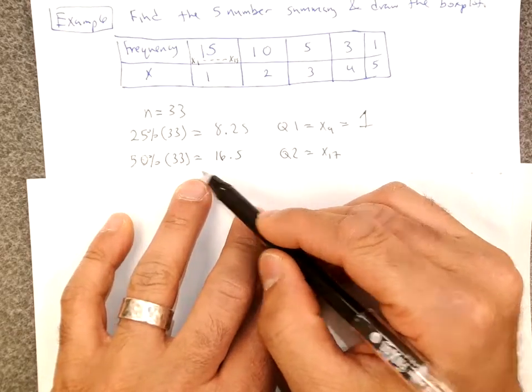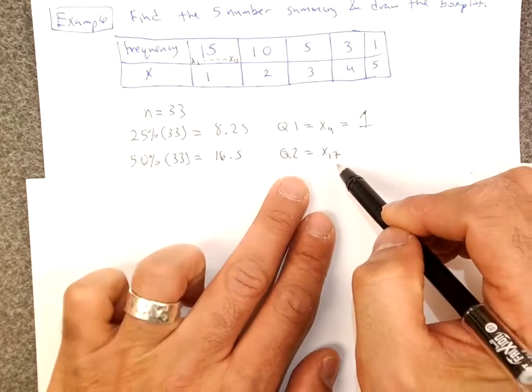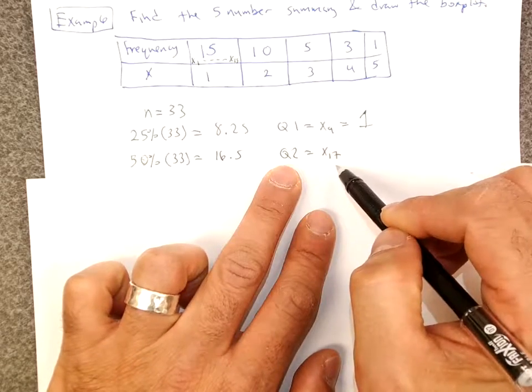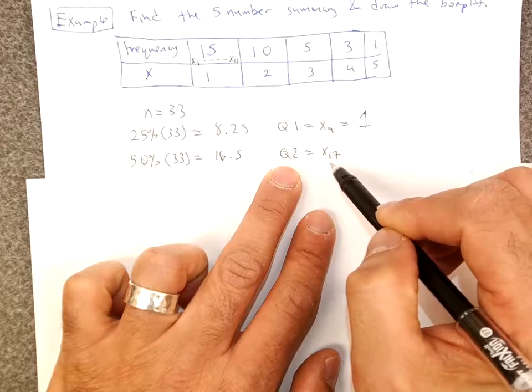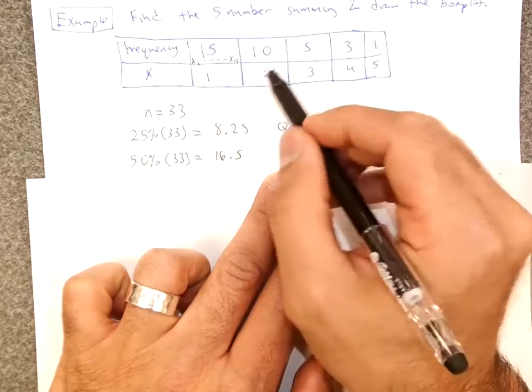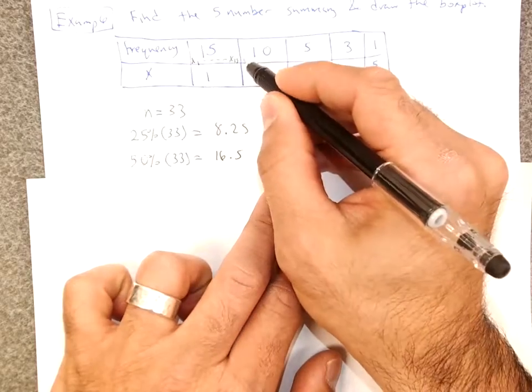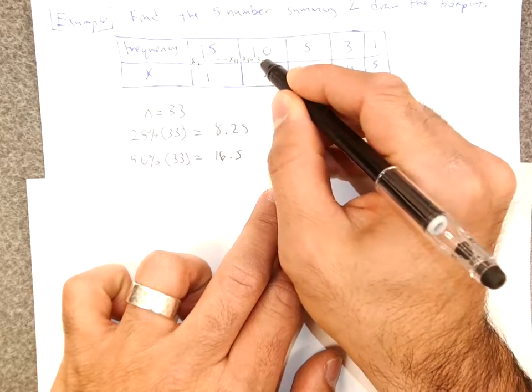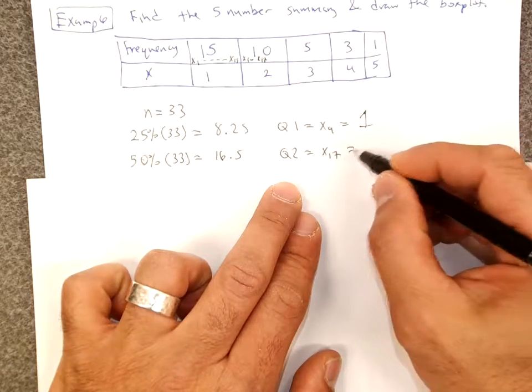50% of 33 is 16.5 rounded up to 17, and we get that the median, or Q2, is the 17th value from the left. So that's here, right? x16 is the first one here, and then x17. So that's a value of 2.